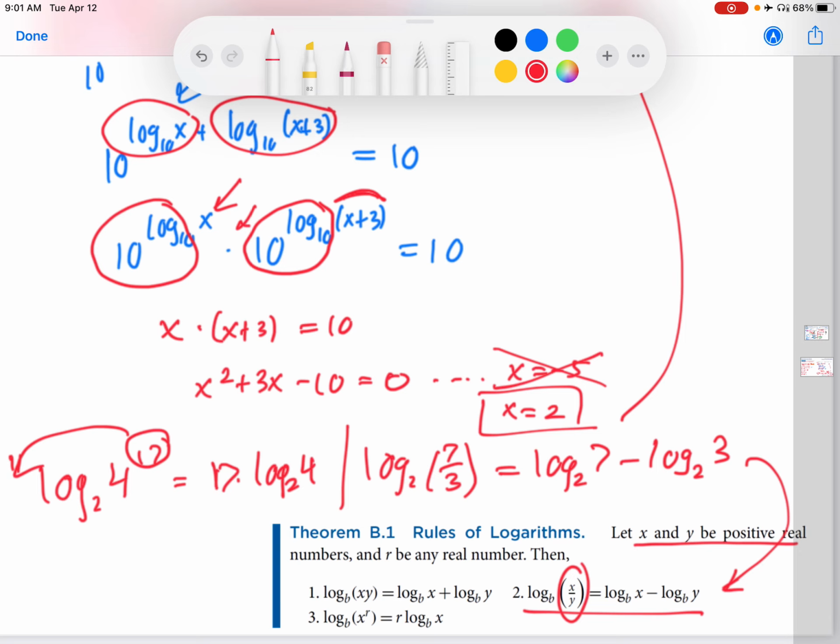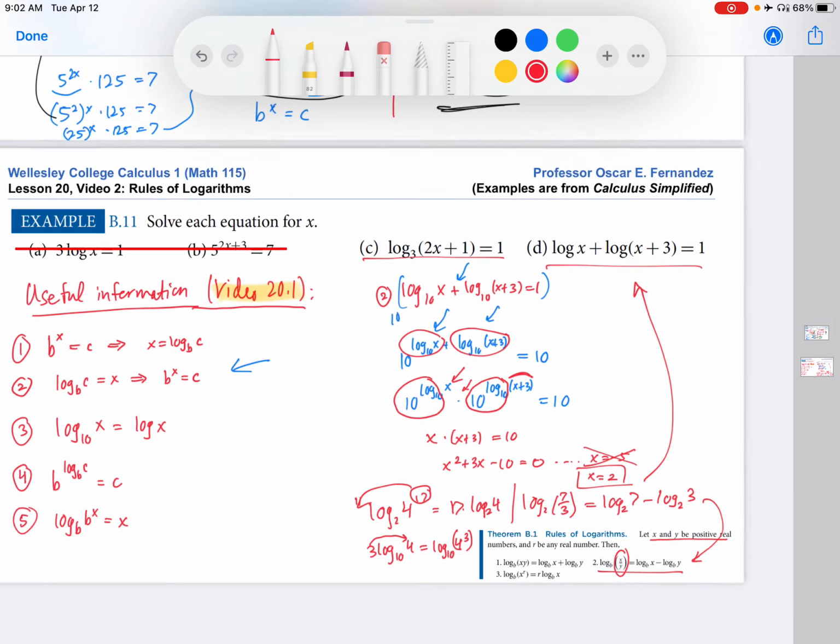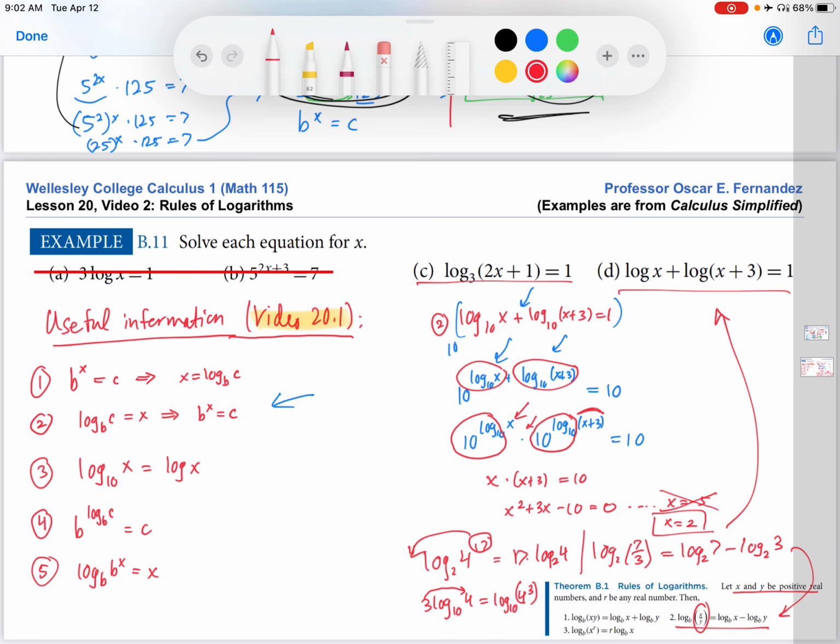Works the other way also, right? If you have 3 log base 10 of 4, then you can take this 3 upstairs, and that would be log base 10 of 4 to the third. Okay. All right, so then that does really go through all those 3 rules of logarithms. In the previous video, 20.1, we went through these 3 in detail, and then we just talked about these 2. So I think we've done it all.